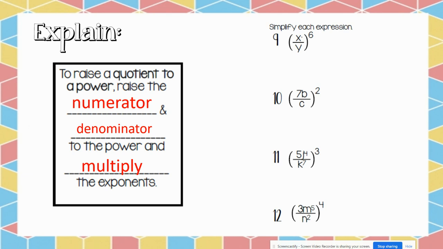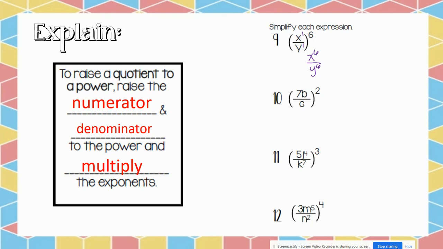For number 9, we see that x and y both have to be raised to the 6th power. Remember, they both have an invisible exponent of 1, so we're going to multiply by that 6. 1 times 6 is 6, so x becomes x to the 6th. And then 1 times 6 is 6 again, so y becomes y to the 6th. Now you can't do anything else with this because these are not like bases, so you have to leave them the way that they are.